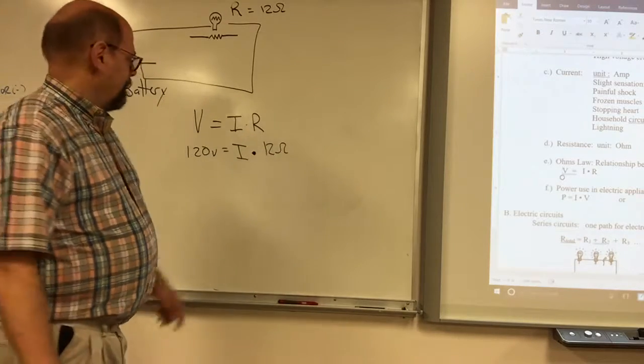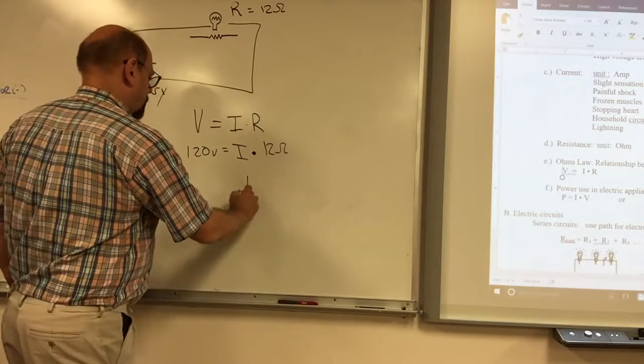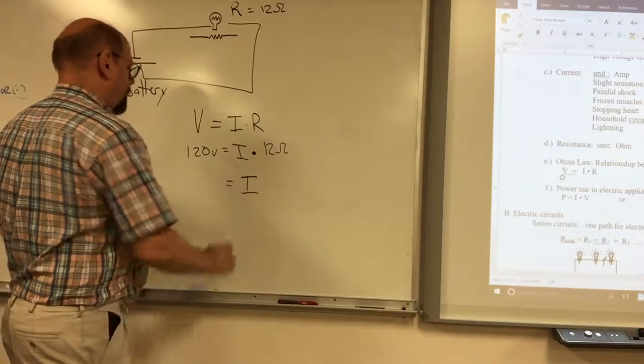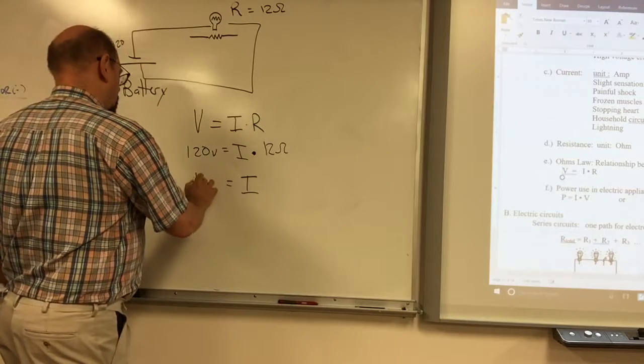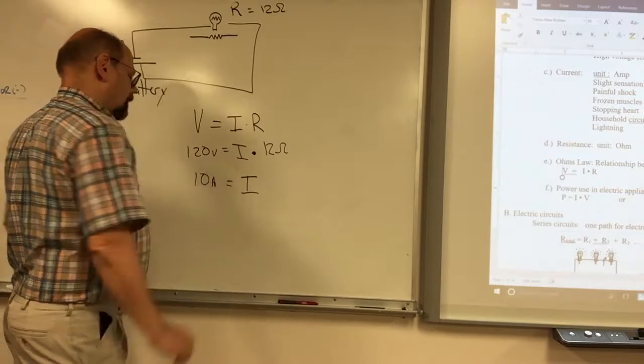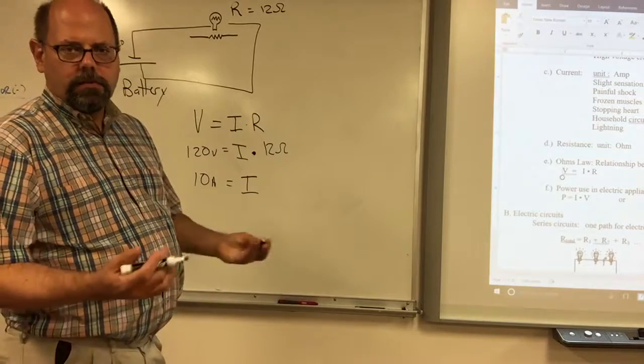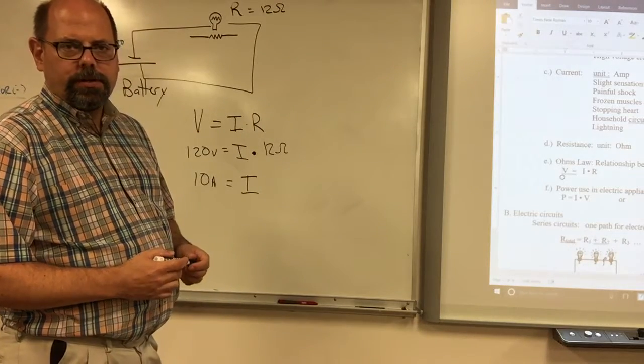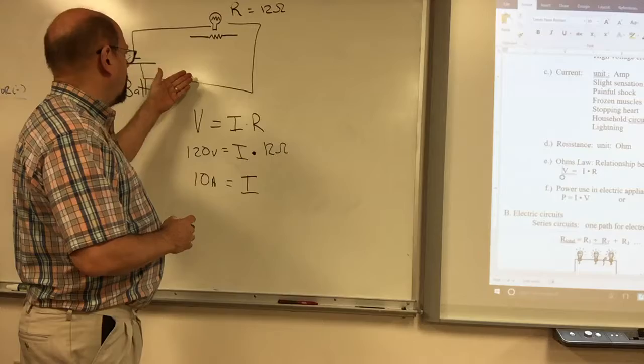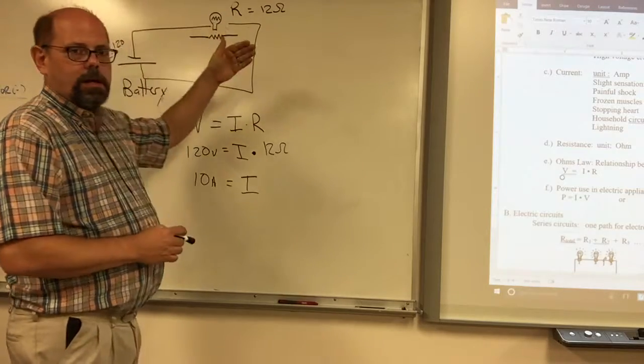All right? So if I want to find the current, how many electrons are flowing through, how big is that pipe, divide both sides by 12, and I'm going to get 10, and current comes in amps. So 10 amps. It's a normal sized circuit in your house. Those are the smallest circuits in your house. So that's the way you're going to calculate or find one of these and not the other.